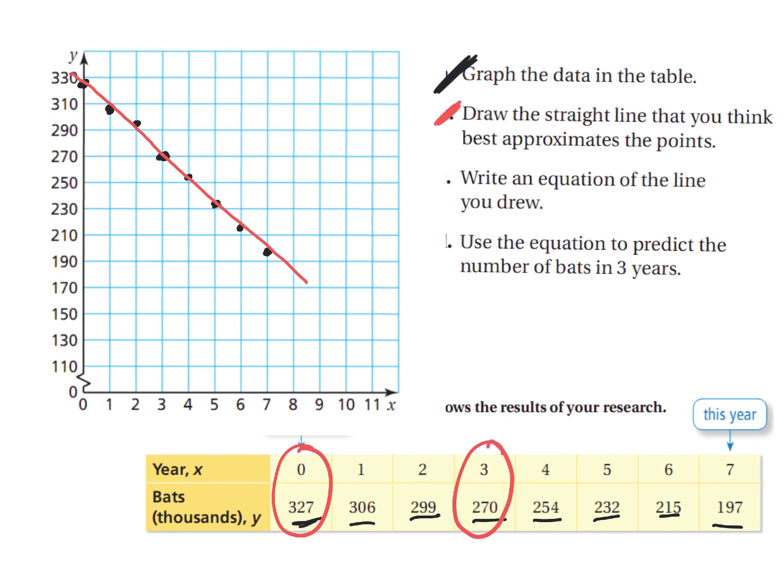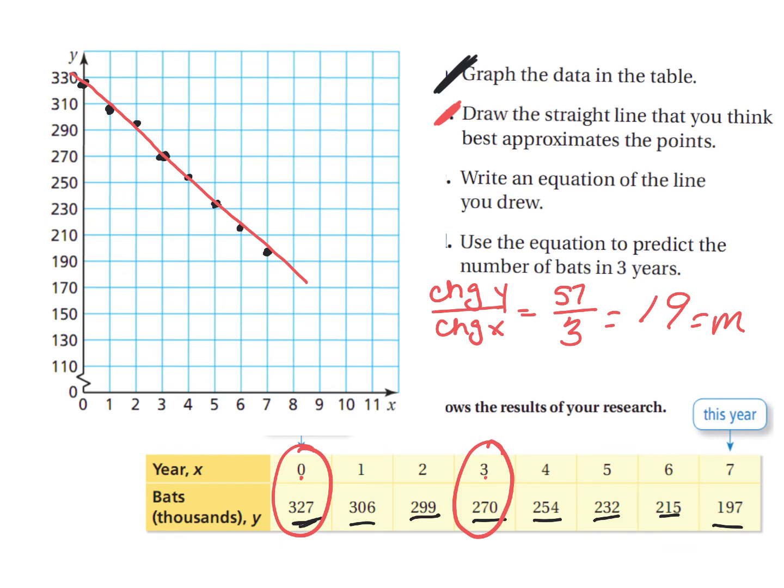So again, start out with our slope, change in y over change in x, something that we've done before. So change in y, 327 minus 270, I believe that's 57. And from 0 to 3, that's 3. And if I divide it, I get 19. So there's going to be my slope. That's going to be our m.